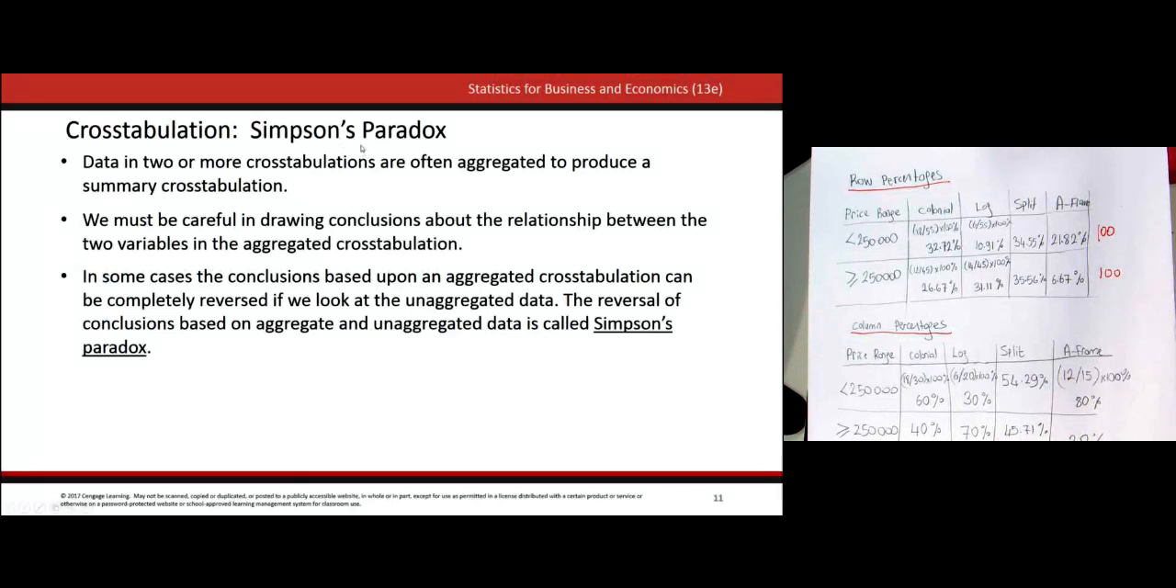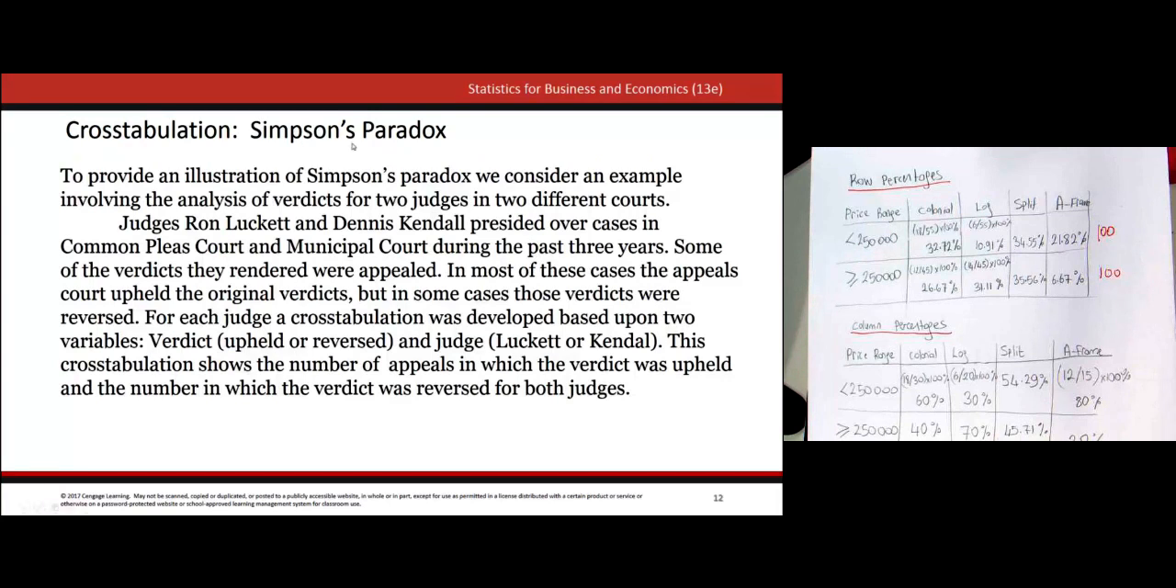Now we will discuss Simpson's paradox. Data in two or more cross-tabulations are often aggregated to obtain a summary cross-tabulation. But if we look at the aggregated cross-tabulation and the unaggregated data, the conclusion may be totally reversed. The reversal of conclusions based on aggregate and unaggregated data is called Simpson's paradox. We will look at this example to provide an illustration of Simpson's paradox.